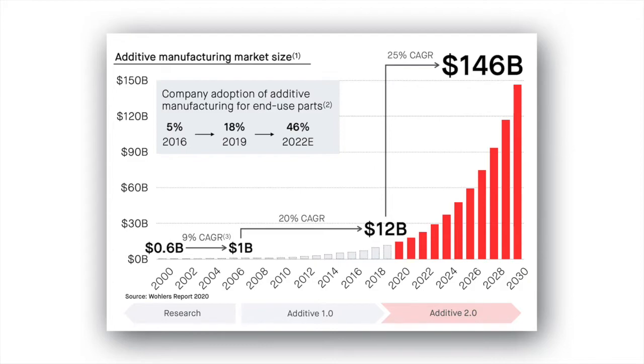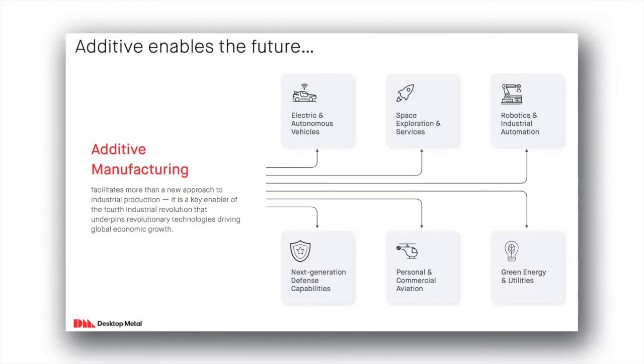Expectations are that this market will grow from 12 billion last year to 146 billion in 2030. If you look at all possible applications of additive manufacturing 2.0, it can be applied from car industries to space industries, to robotics and many more. So you won't be surprised that this is a true growth stock.